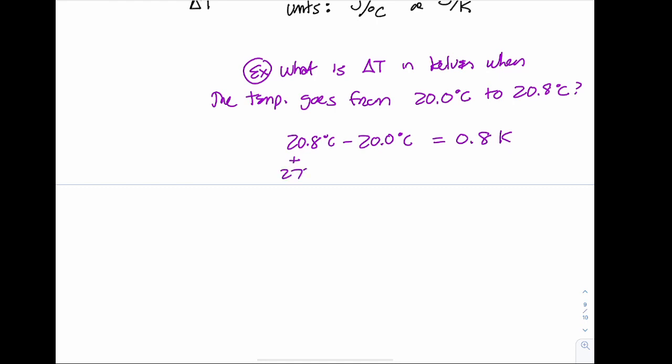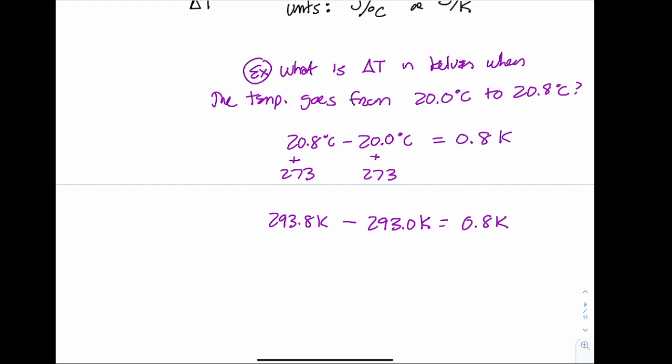So I would add 273 to this number. So let's actually do that. If I take 273, I'm just typing into my calculator right now, and I add 20.8 to it. I guess we probably didn't need the calculator for that. I get 293.8 Kelvin. I would then add 273 to 20 degrees Celsius, and I would get 293.0 Kelvin. And then when I subtract that, I get 0.8 Kelvin, right?